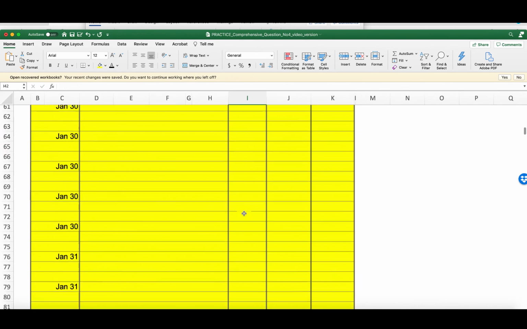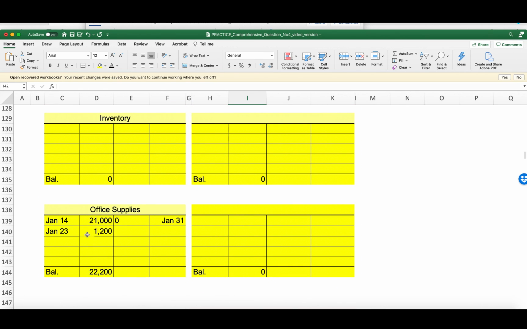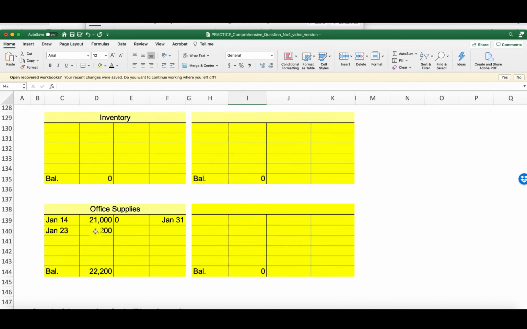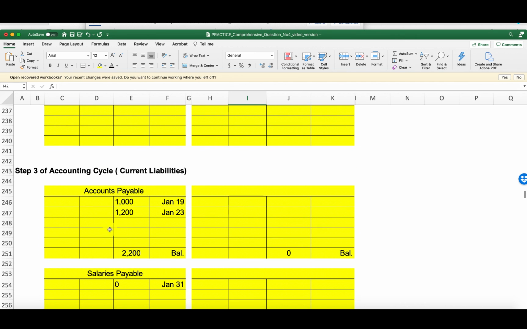So I'm going to go down to office supplies, and here's my 1,200 on the debit side. Now I have it automatically linked to set it up like that, but you're going to have to type it in. So I put in the 1,200, and then I'm going to go to my accounts payable account, and here is my 1,200. All right, so we'll stop here. That's the other 6 entries, and I will start another video for the remaining, for the next set of entries.